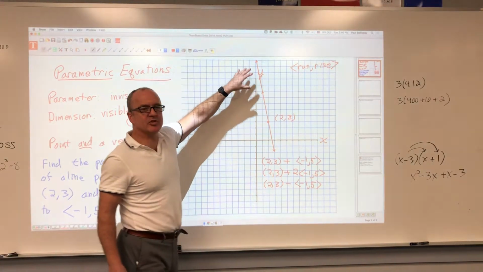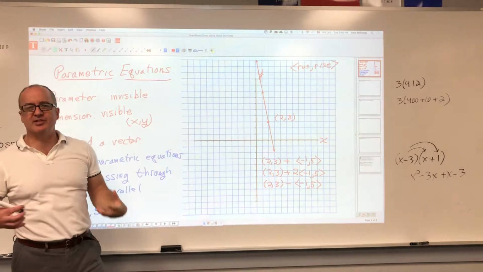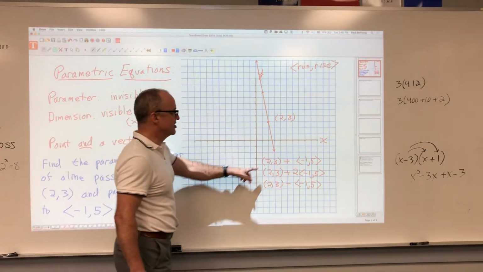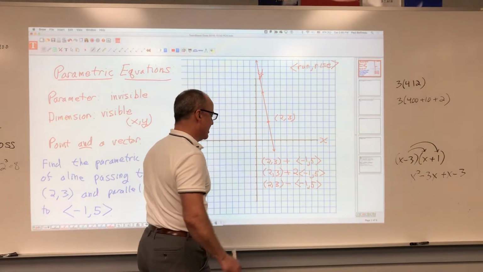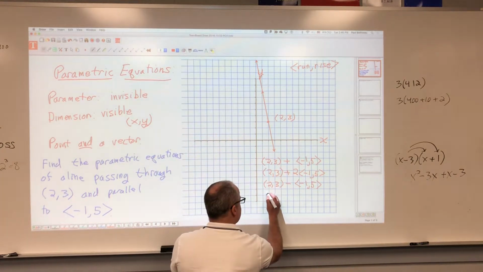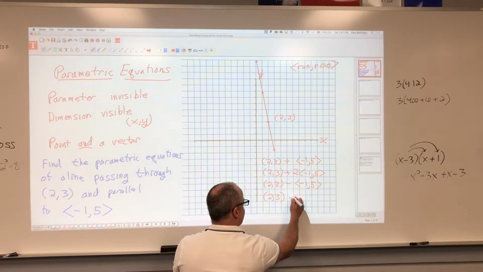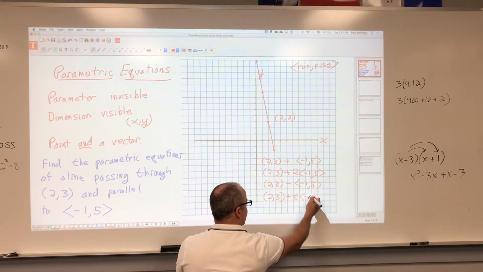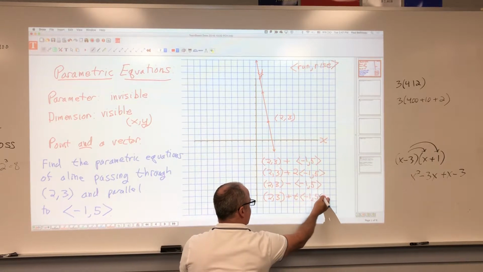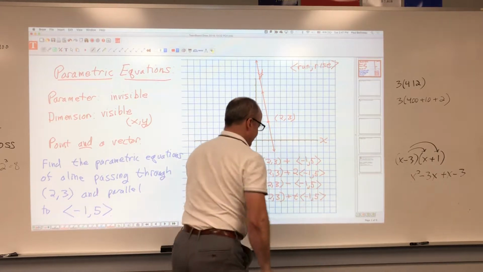Okay? Here's where I'm going to introduce the idea of a parameter, something invisible working in the background that turns this idea into an infinite line. I'm going to say, here's the point (2, 3) plus t. T is the most commonly used letter for parameters. T times the vector (-1, 5).